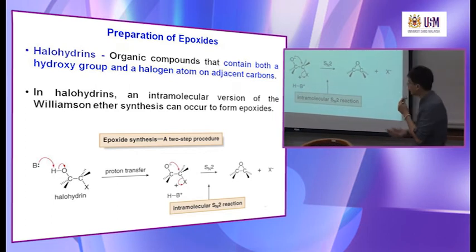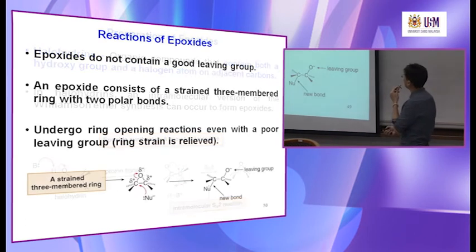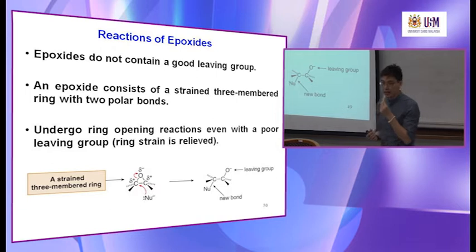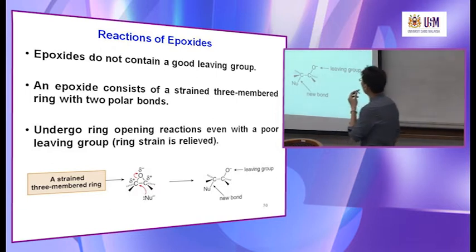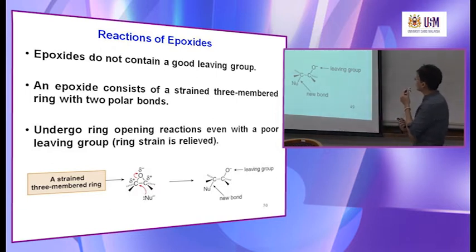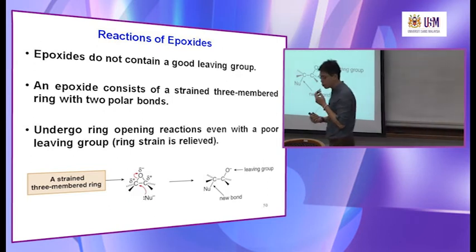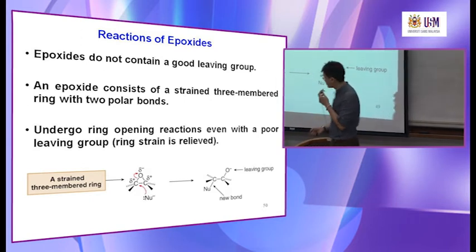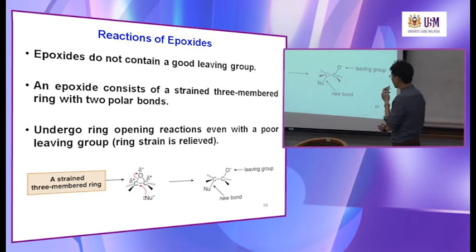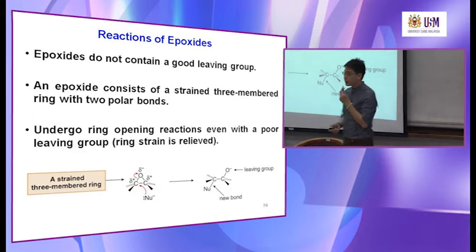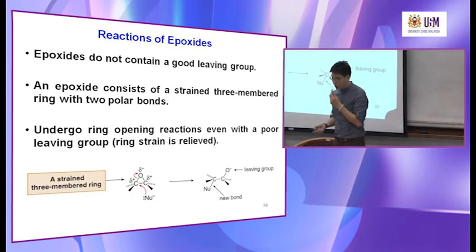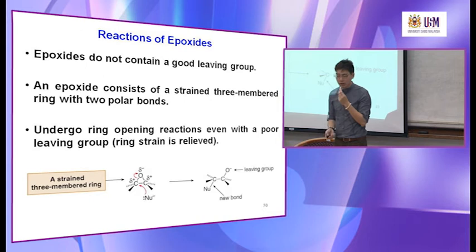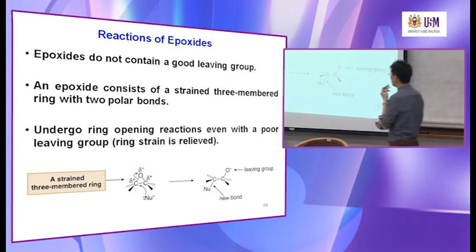Then we will go to the reactions of epoxide. There are two reactions; later I will explain to you. Now let's start. Epoxide does not contain a good leaving group. However, an epoxide consists of a strained 3-membered ring. You see the 3-membered ring here? Although this ether is not a very good leaving group, because of the strained 3-membered ring, it will tend to undergo what we call a ring opening reaction.